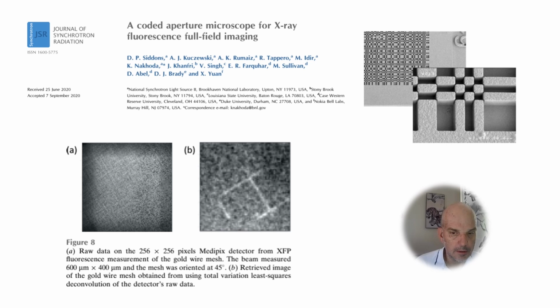So A is the measured data that we get from a fluorescing X-ray source. The source in this case is a gold wire mesh with 25 micron wires on a 300 micron pitch. So we see the retrieved image by computational analysis of A at the right.